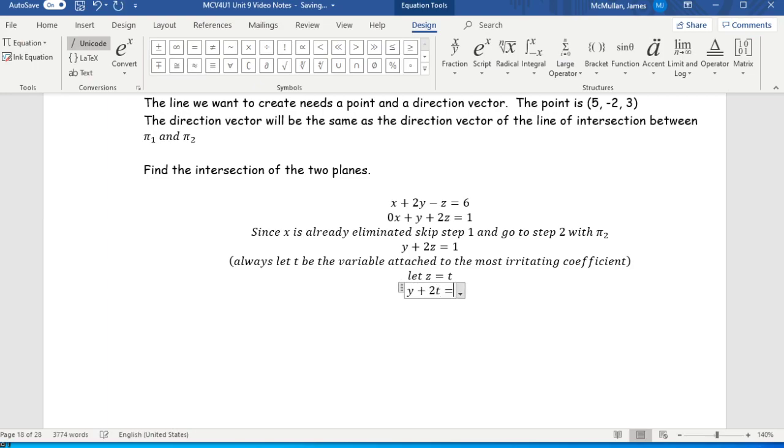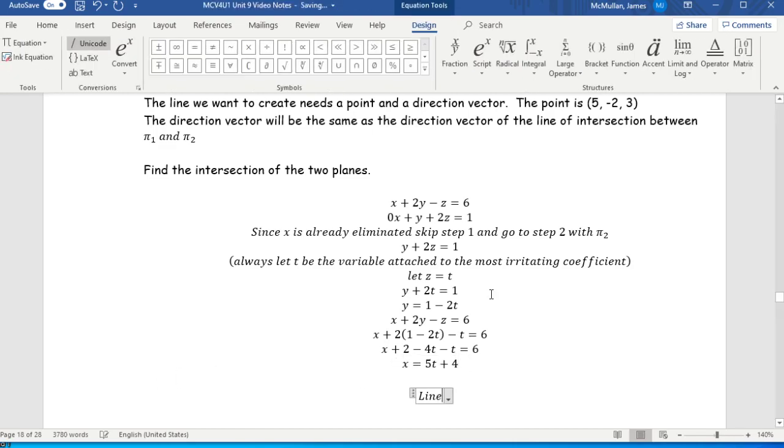Then y plus 2t equals 1, and y equals 1 minus 2t. Okay? Then what I can do is I take equation 1, and I say x plus 2y minus z equals 6. x plus 2(1 minus 2t) minus t equals 6. Let's collect everything on one side. x plus 2, take away 4t, take away another t equals 6. Therefore, x is equal to, bring the negative 5t to the other side, bring the 2 to the other side, to get 5t plus 4.